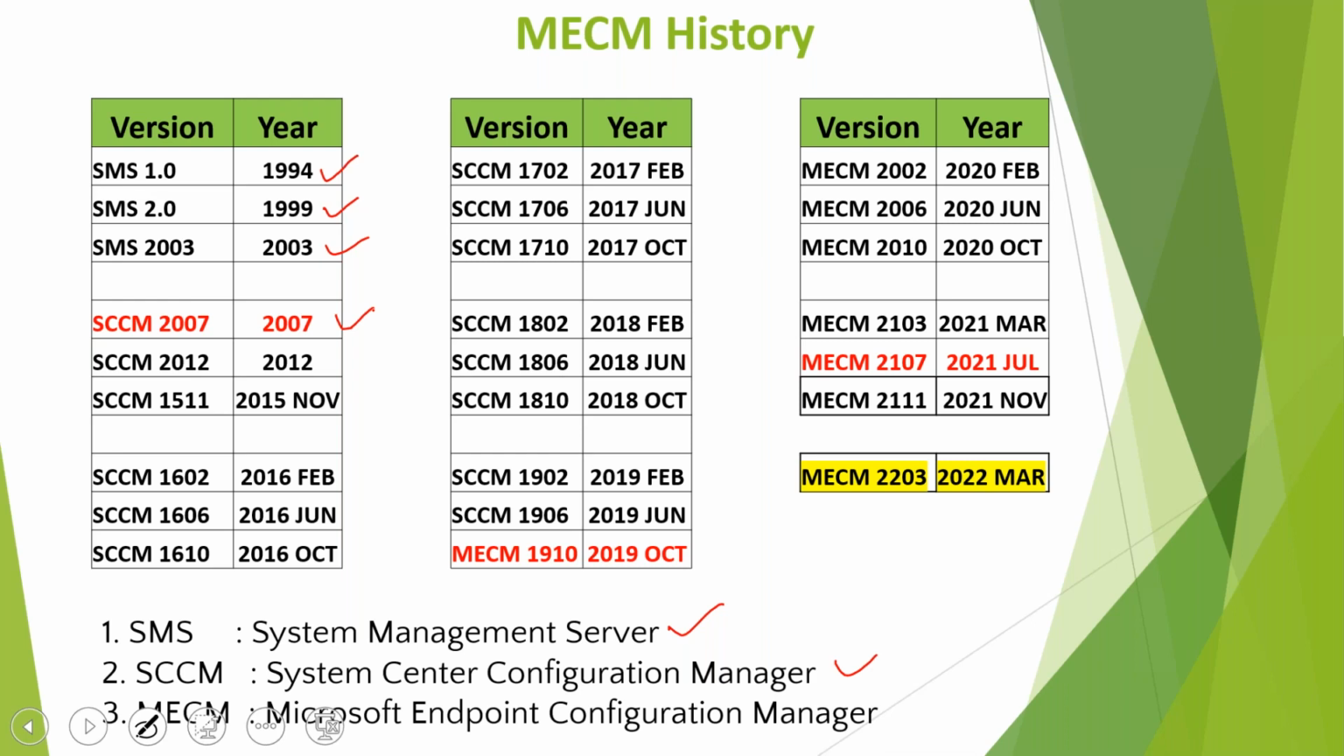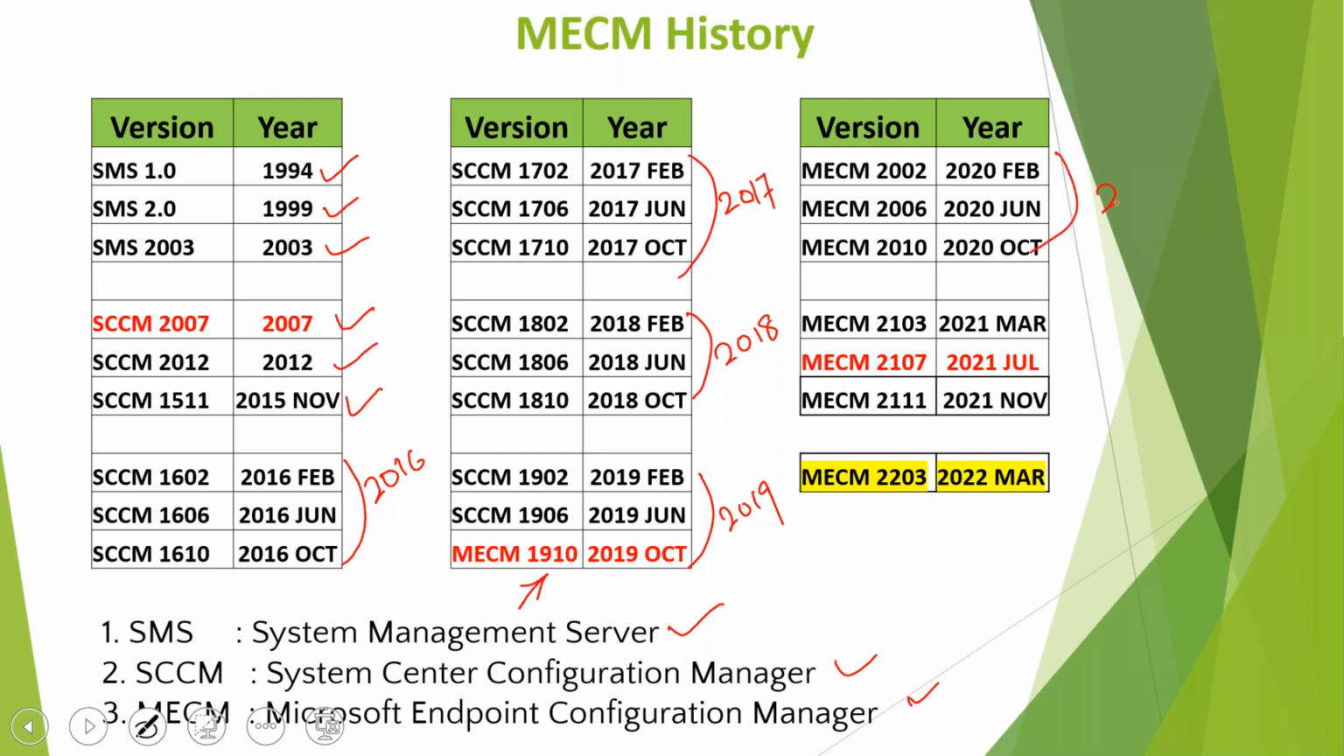SCCM 2007, then SCCM 2012, SCCM 1511. These are the versions released till 2015. Then three versions were released in the year 2016, three versions in 2017, three versions in 2018, and three versions in 2019. But in October 2019, they changed the name again from SCCM to MECM, Microsoft Endpoint Configuration Manager.